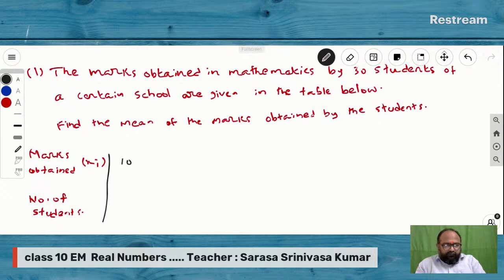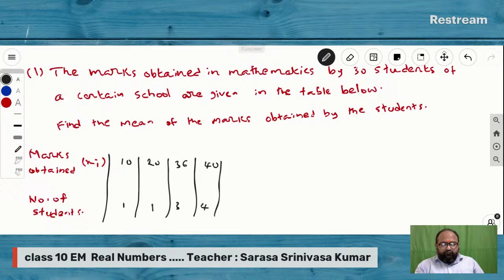So 10 marks, one student. 20 marks, one student. 36 marks, three students. 40 marks, four students. 50 marks by three students. 56 marks by two students.